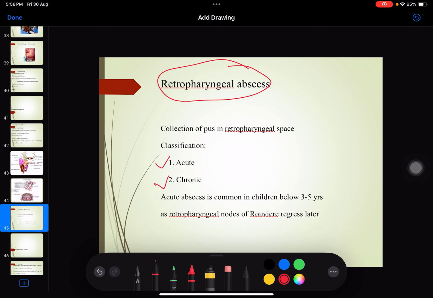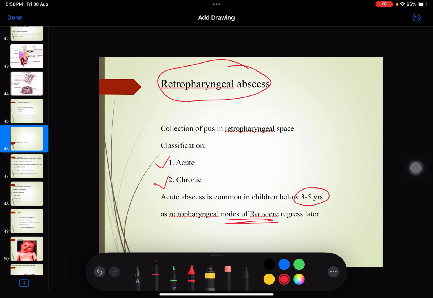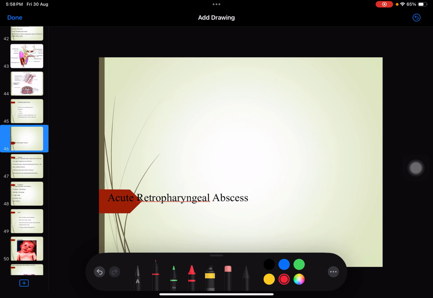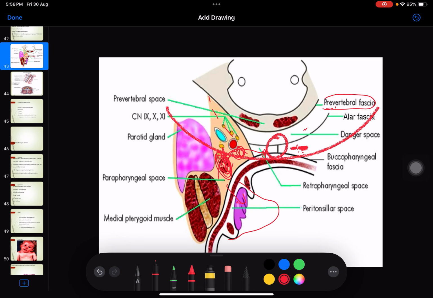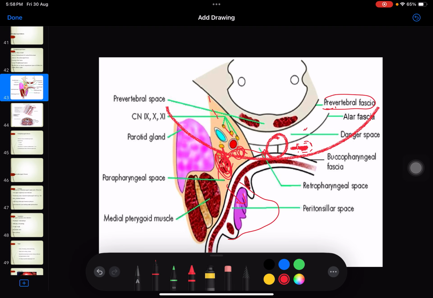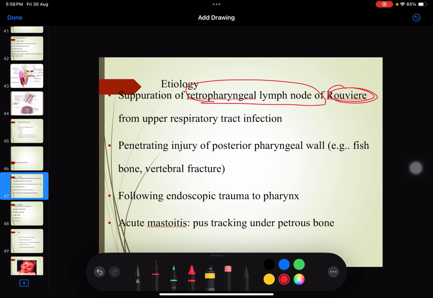It's acute and chronic, as I already told you. Chronic is because of TB, acute is because of the infection of the nodes of Rouvier. It's more common at 3 to 5 years because of the infection of the adenoids and the tonsils, more commonly the adenoids. So you can see here suppuration of the retropharyngeal lymph nodes. I already told you that there are lymph nodes over here. This is known as the nodes of Rouvier, and this is also known as the space of Gillette. You can just look here, see, nodes of Rouvier.